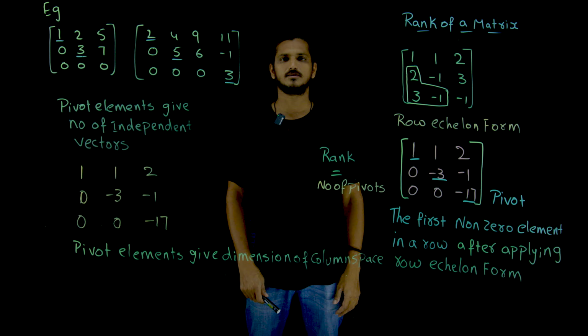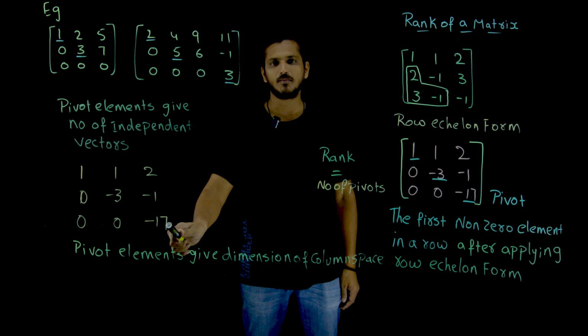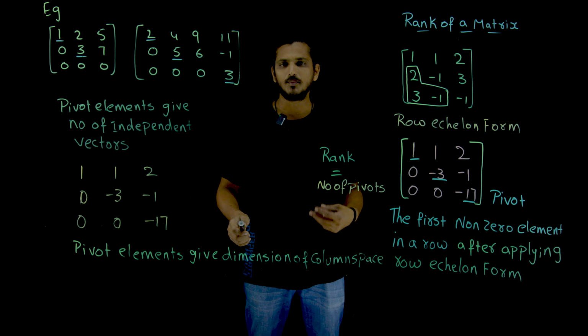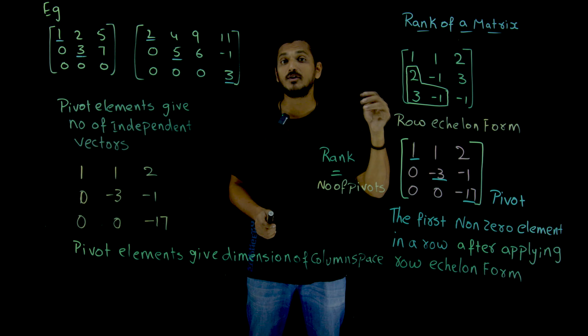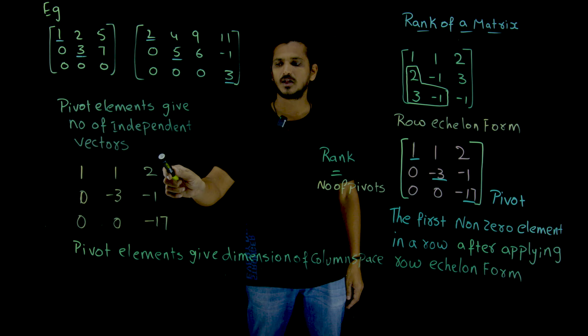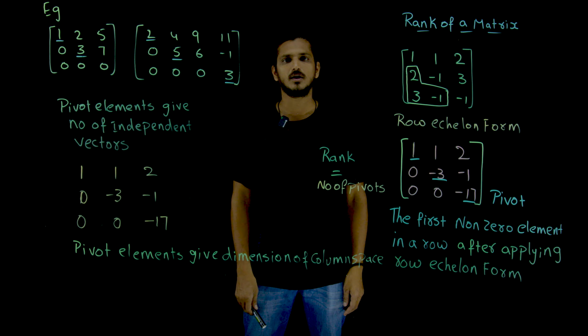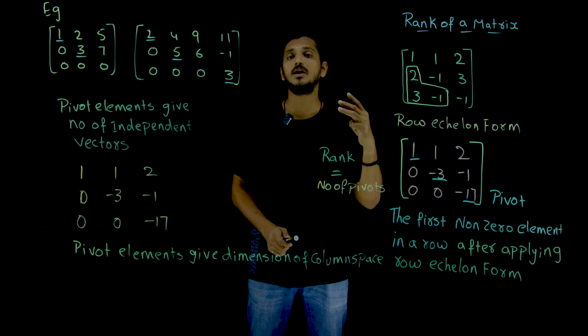These are the vectors. What are the pivot elements? 1 is a pivot element, -3 and -17. So how many pivot elements are there? 3 are there. So how many independent vectors are there? This is one independent vector, this is one independent vector, this is another independent vector. So in total, 3 independent vectors are there.